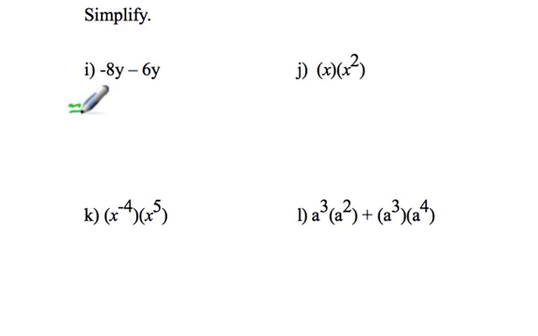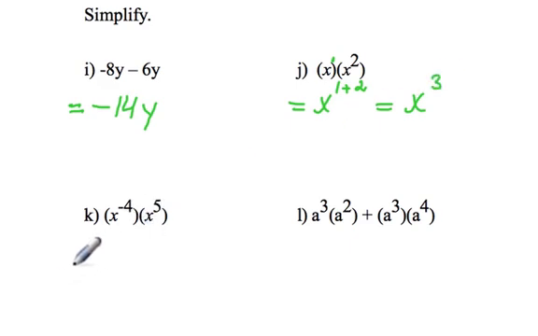Here we have two like terms, negative 8y and negative 6y, so that equals negative 14y. For J, we are multiplying x times x squared. When we multiply two powers that have the same base, the base remains and we add the exponents. And here, when x is all by itself, that means it's x to the power of 1. So that equals x to the power of 3.